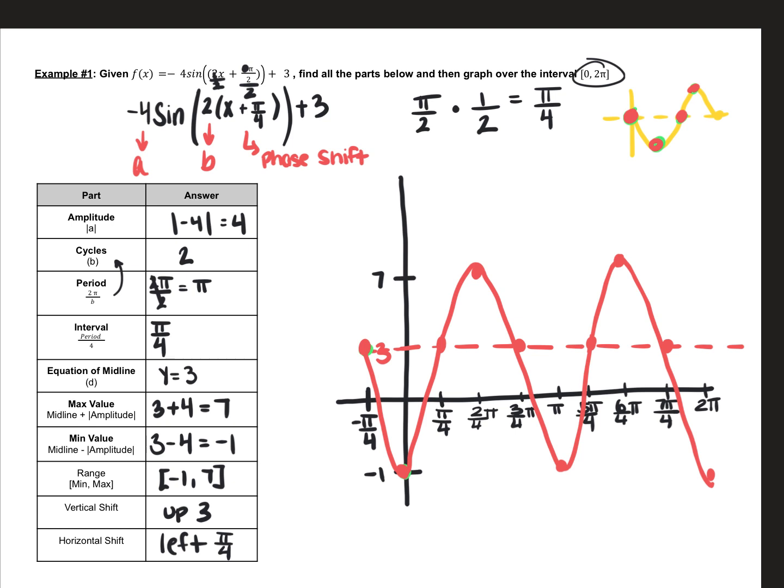And what you're going to notice is that if you look at the graph from the y-axis, it no longer looks like a sine graph. It actually looks like a negative cos graph. And that's interesting. That's going to happen. You are going to see the graphs change when you have that horizontal or phase shift.